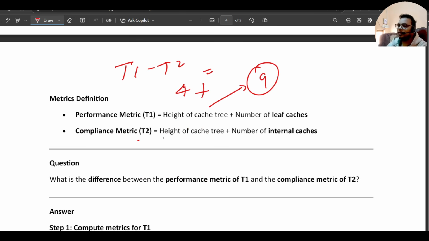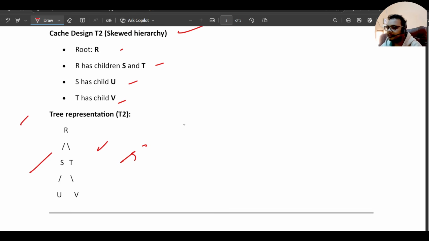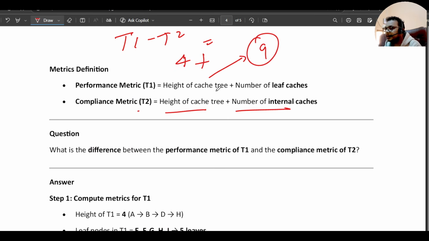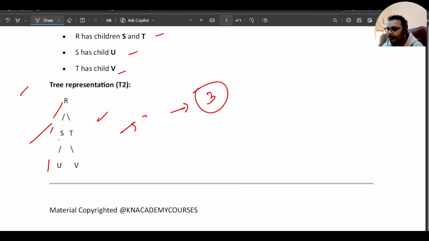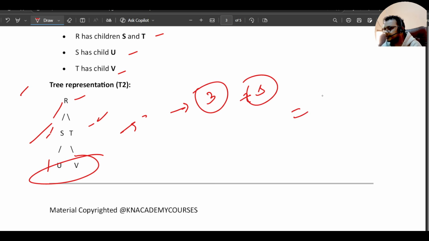Now we need to compute the value of T2. The height of the tree plus the number of internal nodes. What is the height of this one? Which is 3: R to S, S to U. Height is 3. Number of internal nodes: how many internal nodes can you see here? 1, 2, 3. 2 are the leaves, right? So it's 3 plus 3, which is 6.